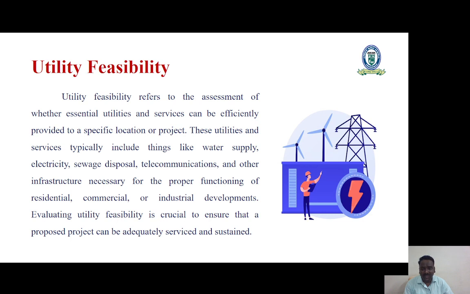Utility feasibility refers to the assessment of whether essential utilities and services can be reliably provided to a specific location or project. These utilities and services typically include things like water supply, electricity, sewage disposal, telecommunications, and other infrastructure necessary for the proper functioning of residential, commercial, or industrial developments. Evaluating the utility feasibility is crucial to ensure that a proposed project can be adequately serviced and sustained.